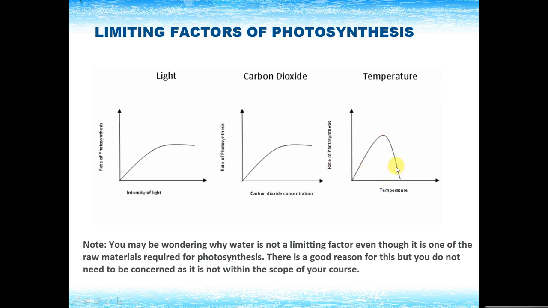If you took a look at my previous video about enzymes, you can see that if the temperature gets too high, the rate of photosynthesis will decrease entirely back to zero, because the enzymes will all become denatured and the plant will die.